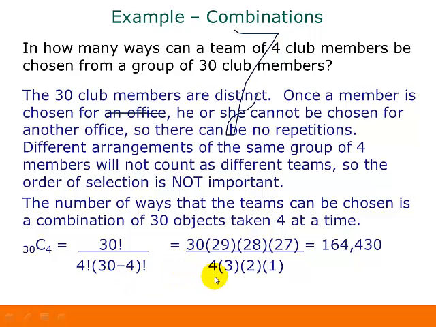If we do it the shortcut way, we have the permutation formula on the top. So we start with 30 and write down 4 numbers, and then on the bottom we have the 4 factorial. If we calculate this out, it turns out to be 164,430.